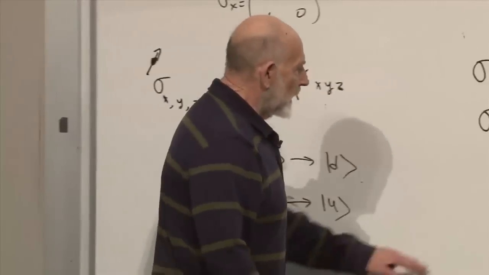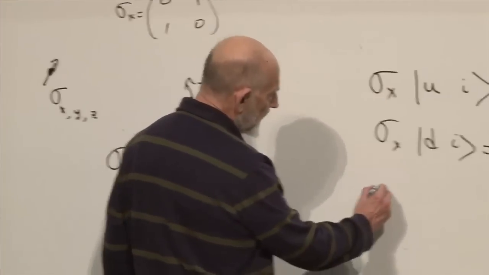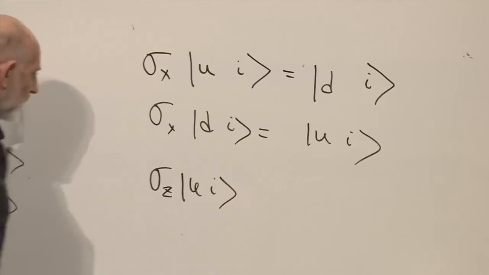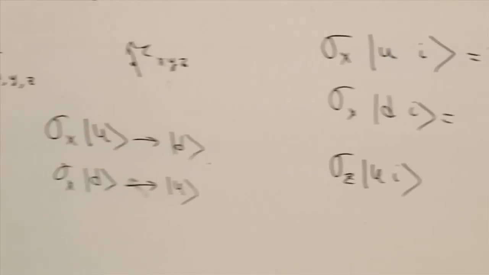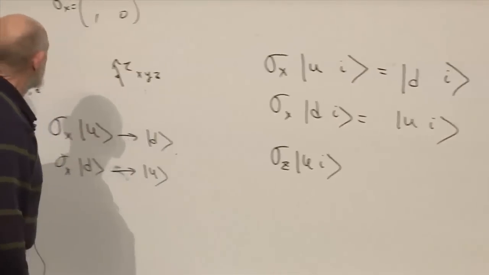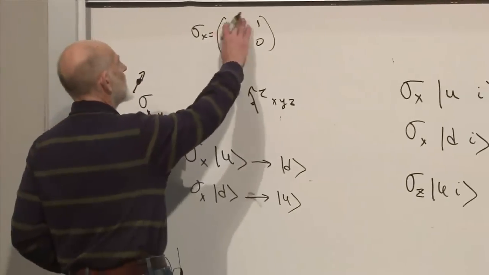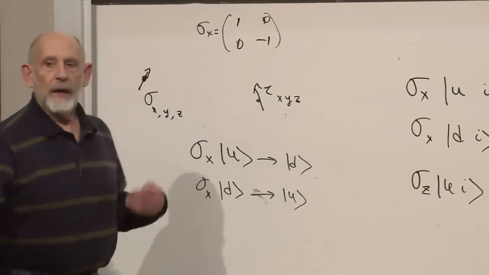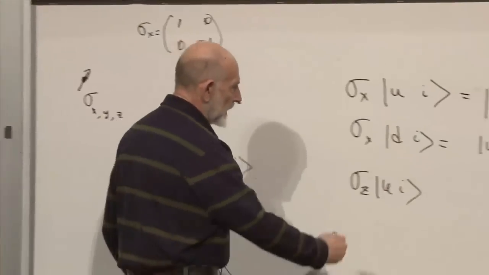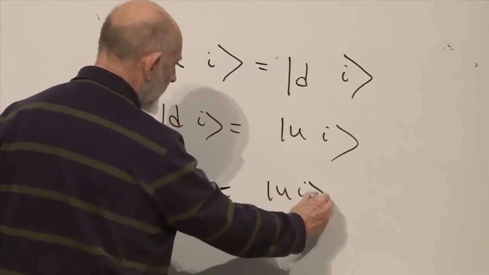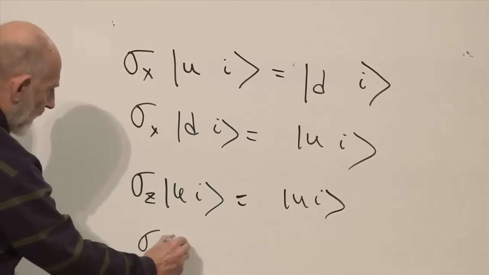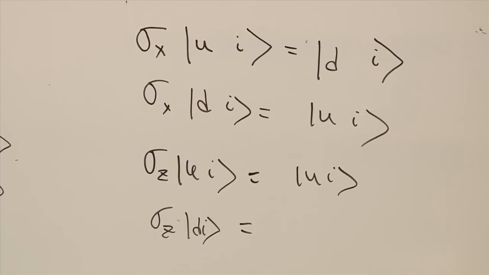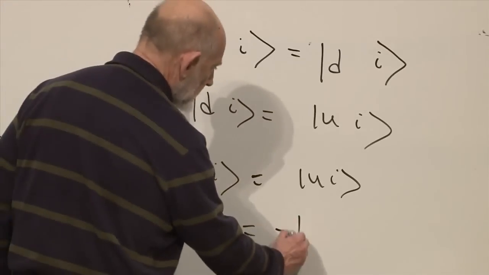Doesn't do anything. On the other hand, let's do one more sigma. Sigma z on up I. Well, what does sigma z do when it acts on up? Sigma z is 1, minus 1, 0, 0. It just gives back up with value 1. So that's just up I. And what about sigma z on down I? Well, what happens when sigma z hits down? Minus down. So this gives minus down I.